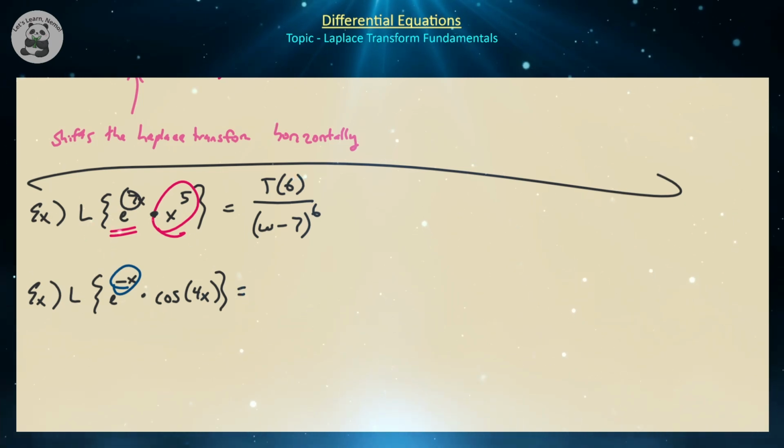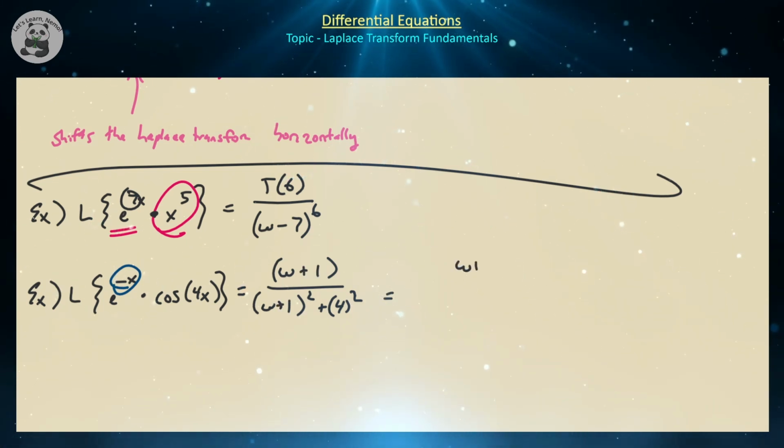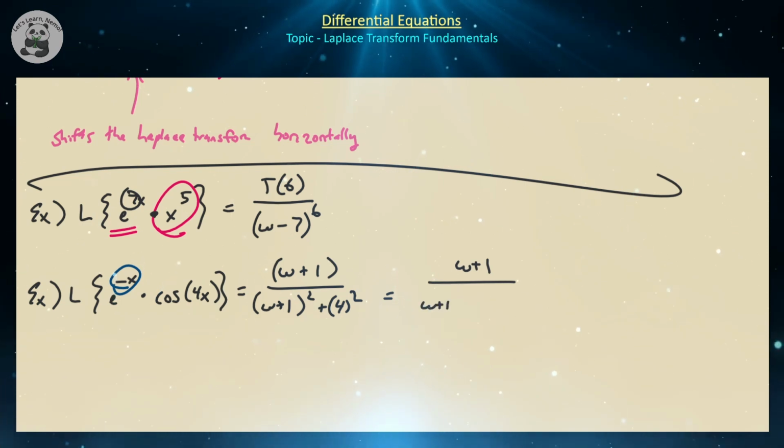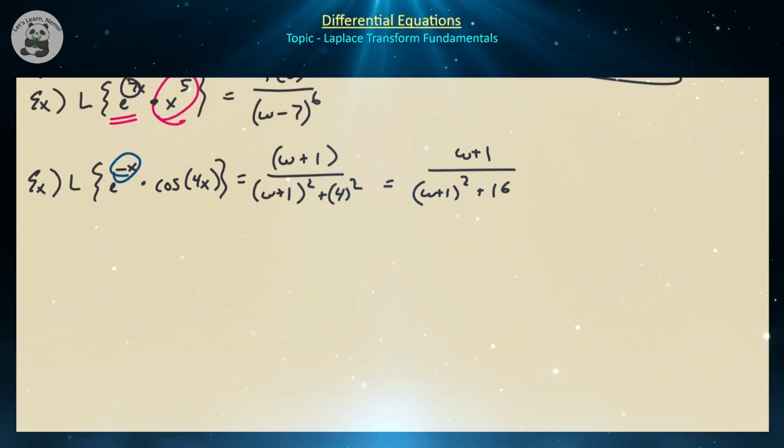So that's going to be equal to omega on the top, because remember the Laplace transform of cosine is omega over omega squared plus that rate parameter squared. Now we're going to be shifting it to the left 1 unit, so that's going to be omega plus 1 squared. So you can write that in simplified form as omega plus 1 all over omega plus 1 squared plus 16. And you can FOIL that omega plus 1 squared out and combine the 1 with the 16 if you really want to.